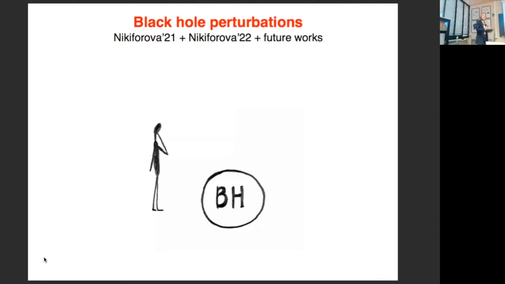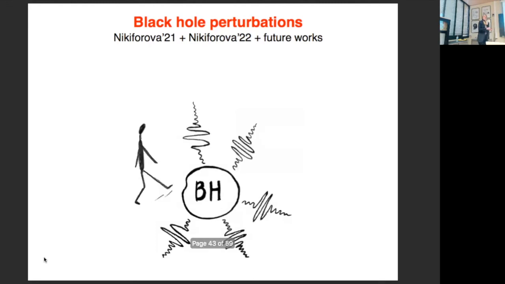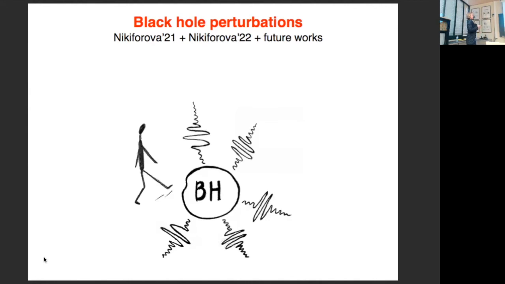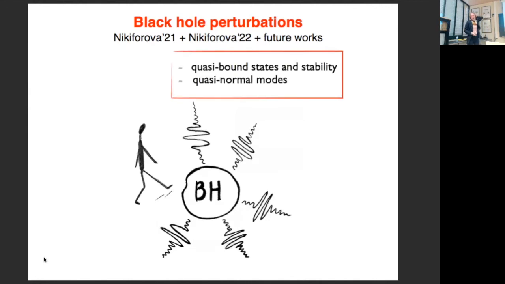What is the easiest thing that we should do if you have a black hole here? Stay away from it. Yes, you're right. But then you will not know anything. So what should we do with this black hole? Yes, we should kick it.